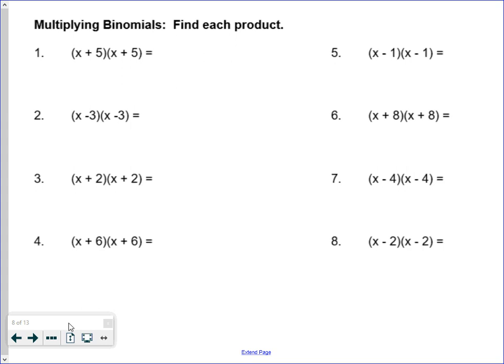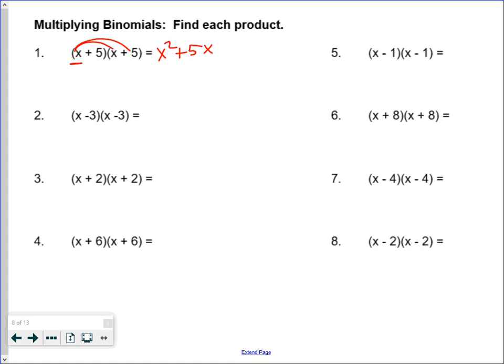So when we're distributing, we're going to start with the first term in the first parentheses, and then we're going to distribute it out to every single term in the second parentheses. So x times that first x is x squared. X times 5 is a positive 5x. And then I'm going to keep going down the row of all the terms inside the parentheses.